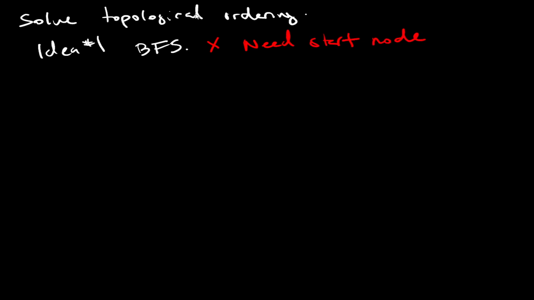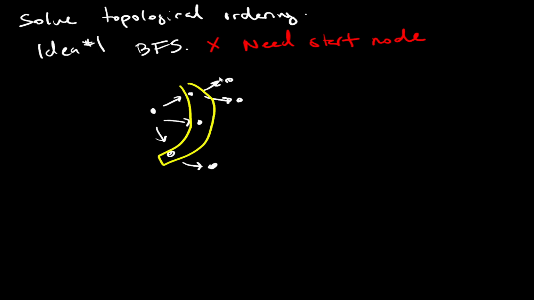So remember, if you have some graph kind of like this, and the BFS explores layer by layer, remember? So the BFS would look at this layer after the start node and then this layer, but you always need a start node to decide where the layers are going to radiate from. And the problem with topological ordering is you maybe don't only have one start.